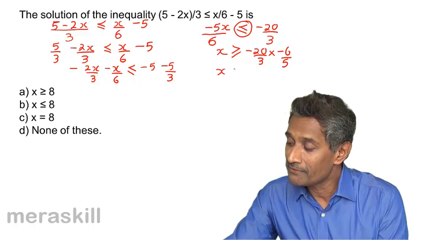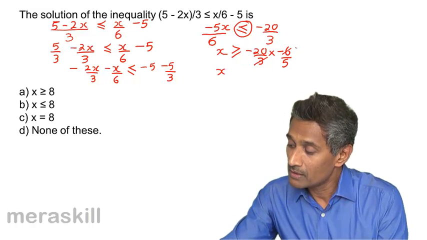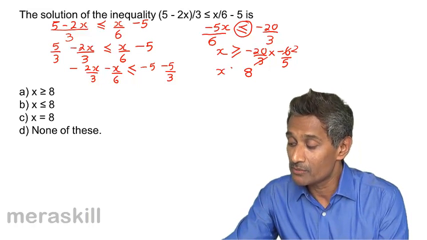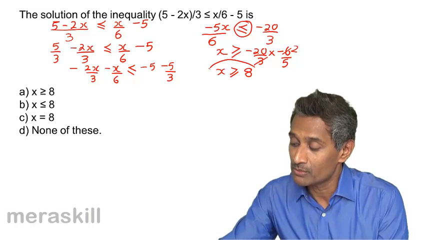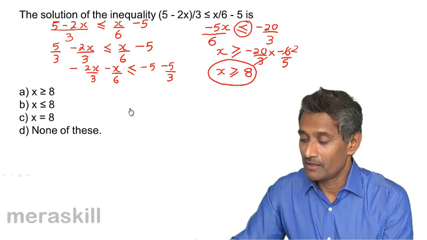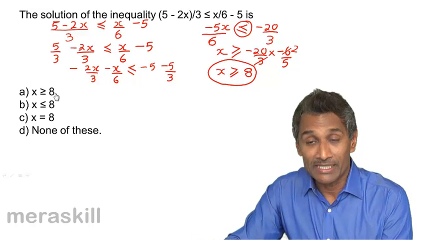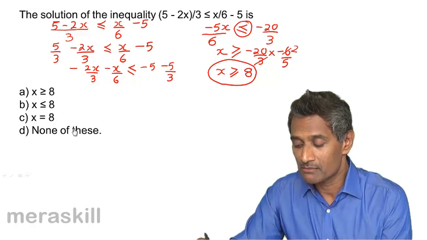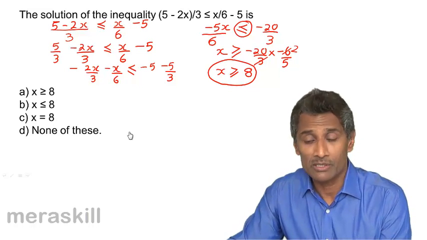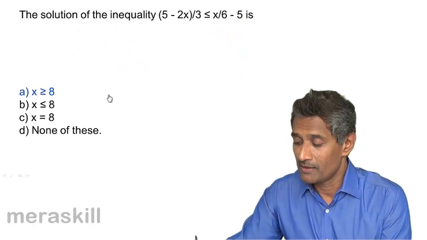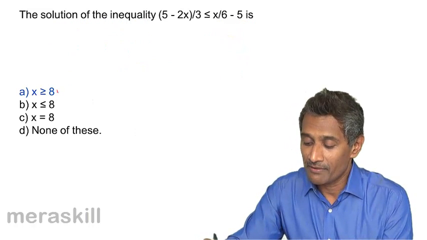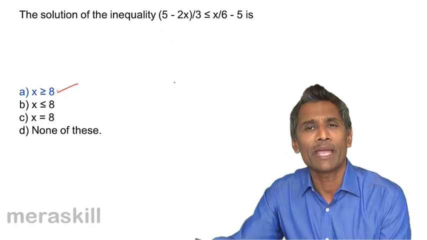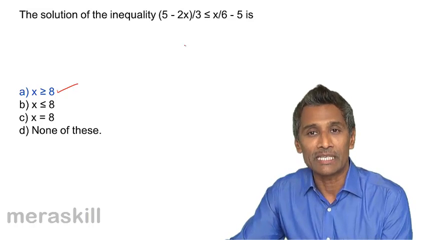So we have 3 and 2. So minus 40 by 5, 8. And here we have x is greater than or equal to 8. This is the answer for this. Okay, so we have x greater than or equal to 8, x less than or equal to 8, x is equal to 8, or none of these. And we have solved this. Let's see what the solution of this could be. So yes, we have x greater than or equal to 8. Right? So a simple way in which we can solve a simple inequation.